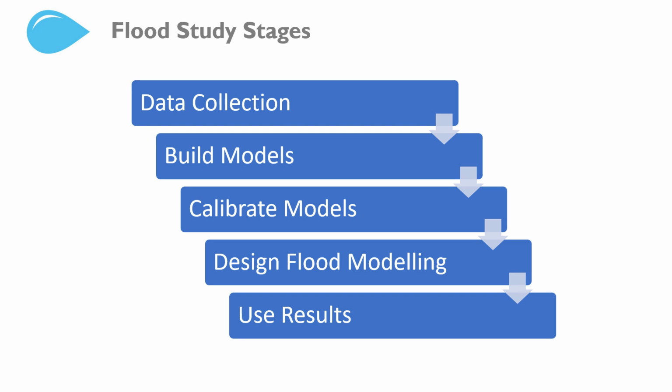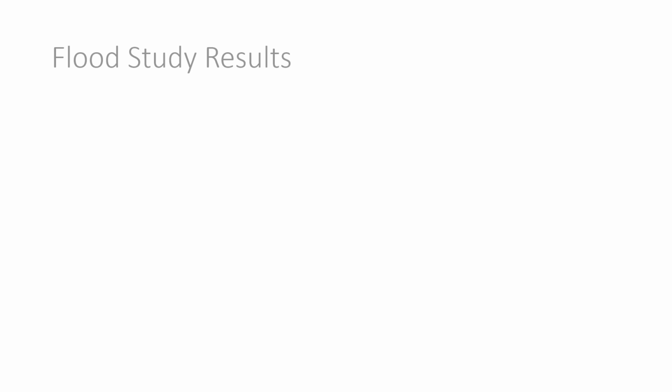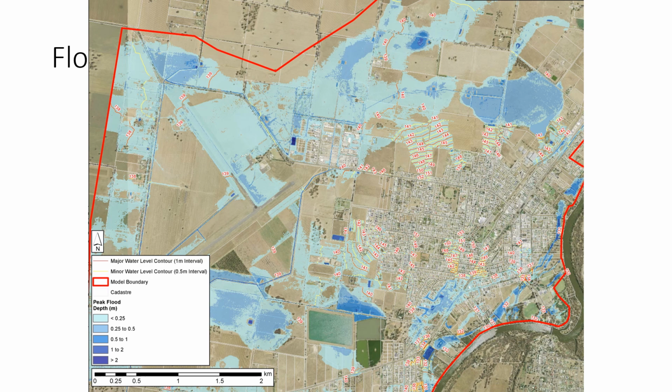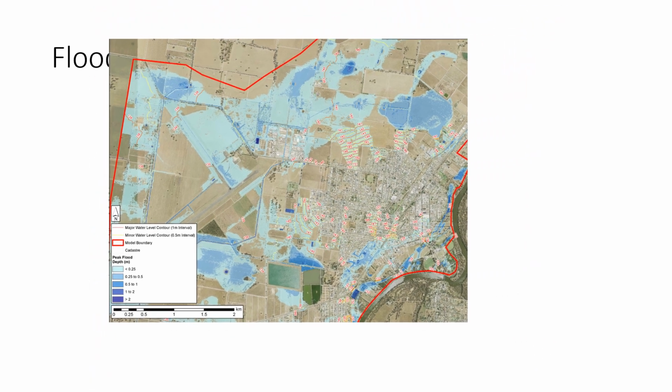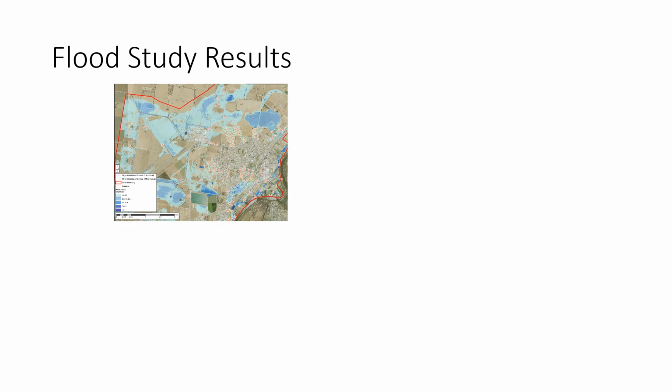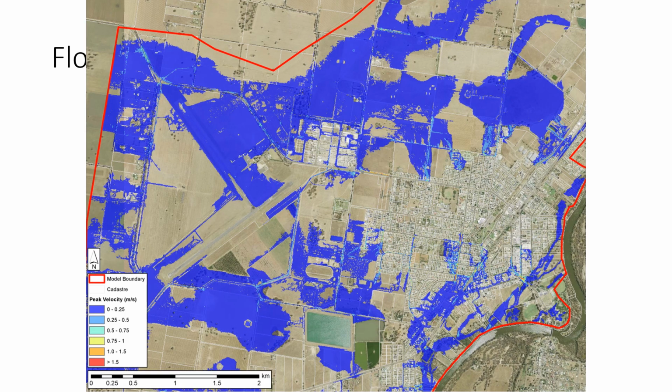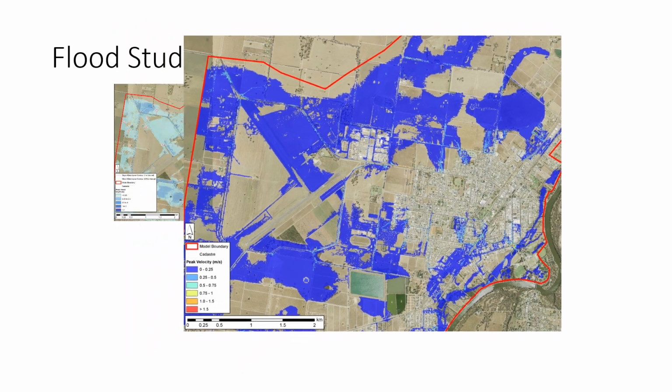The last stage is actually using the results. These are some of the outputs from the flood study for overland flooding in Corowa. Flood depth and level mapping, showing how deep floodwater may be and what level it may reach. Flow velocity mapping, or how fast the floodwater moves.